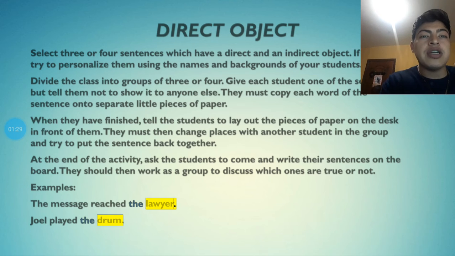At the end of the activity, ask the students to come and write their sentence on the board. They should then work as a group to discuss which ones are true or not. For example, the message reached the liar. The liar is the direct object. And Joel played the drum. The drum is the direct object.